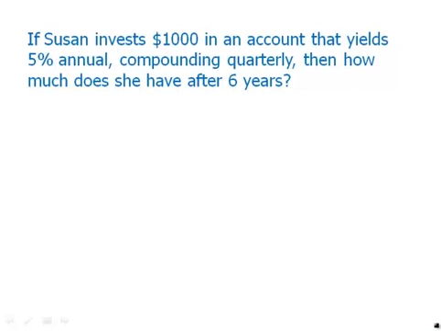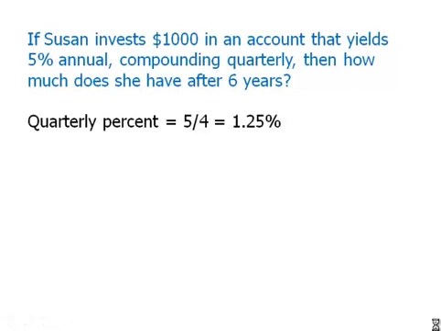So the first thing I'll say is that 5% annual has to get divided by 4. So the quarterly percentage is 1.25%. The multiplier for that is 1.0125. So that's our multiplier.